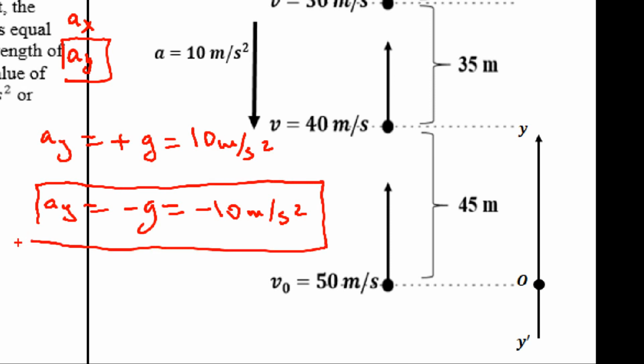However, in the previous case, because the motion was downward, we have chosen the y direction to be downward, and in that case, ay would be given by 10 meters per second square because the direction was downward, alright, of the y-axis.